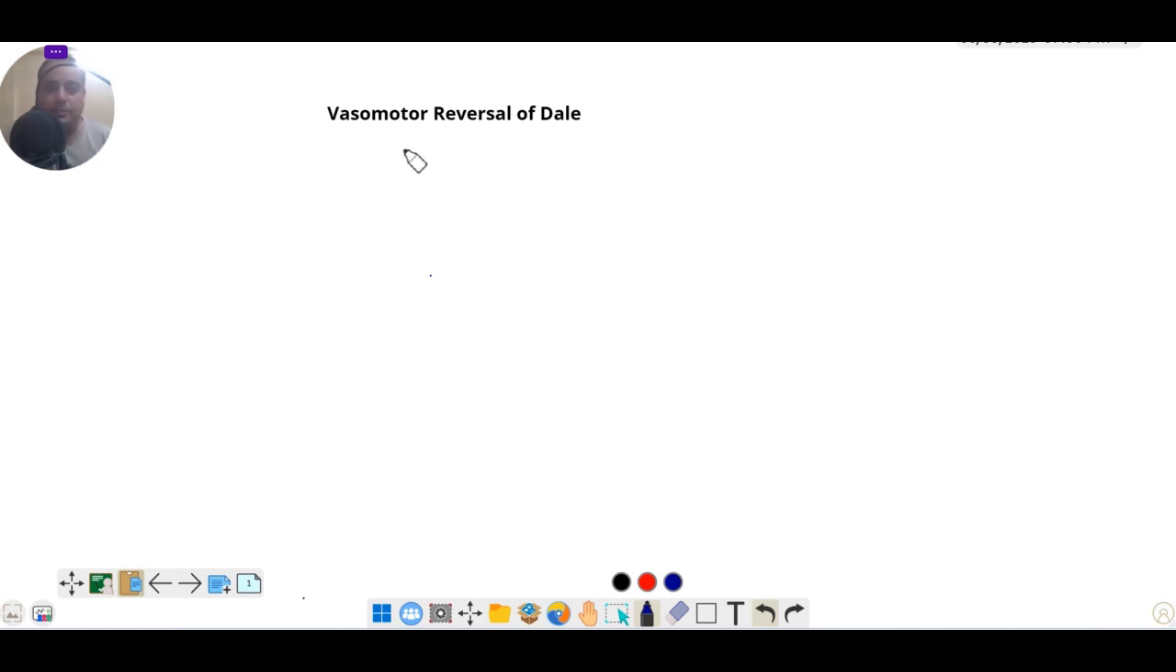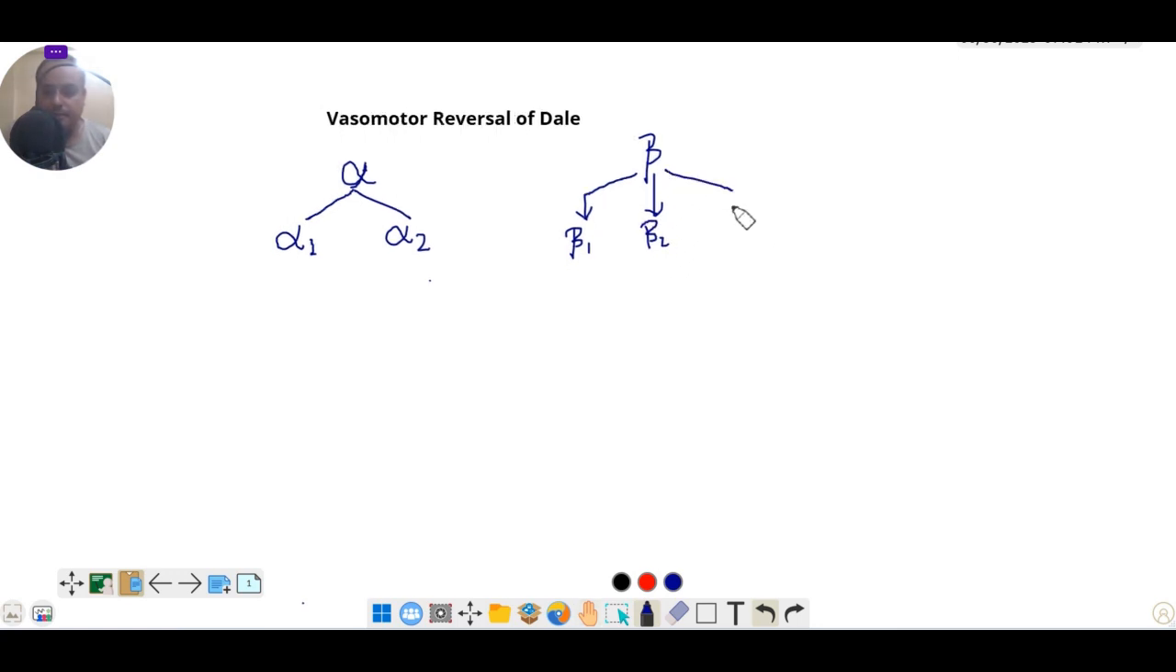In the beginning, to understand the vasomotor reversal of Dale, we have to first know about two receptors, and those two receptors are the adrenergic receptors, the alpha and the beta receptors. Now these alpha receptors are divided into two subclasses, that is alpha 1 and alpha 2. Similarly, the beta receptors are divided into three subclasses, that is beta 1, beta 2 and beta 3 receptors.